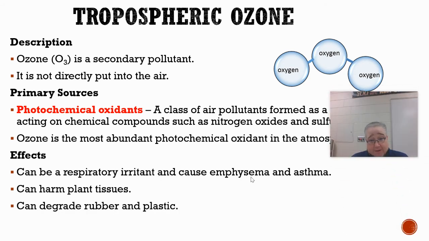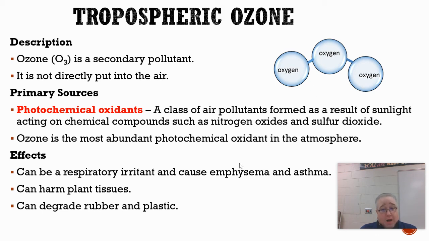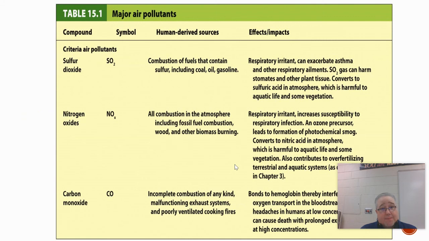Again, I go back to health issues. You don't want to breathe it in. It can harm plants. It can even degrade our infrastructure. Things that are made of rubber and plastic, for example, can be a major issue. We'll talk more about how this stuff forms tomorrow. But I want to make sure you know that tropospheric ozone is not a primary pollutant. It is a secondary pollutant.